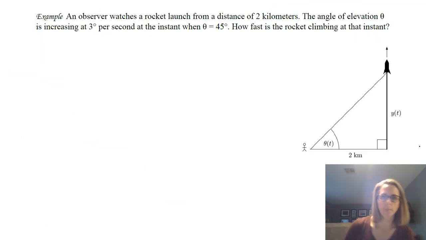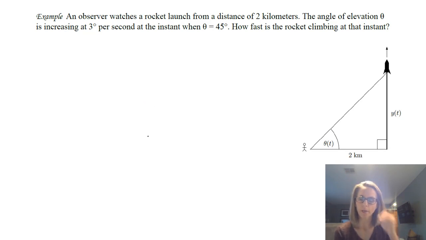So last problem here. Notice we have a triangle here as well, so I wanted to do another one with a triangle because they are quite common, but this one is different, and notice that this one has a theta. An observer watches a rocket launch from a distance of 2 kilometers. So we already have a lot of the picture here. The angle of elevation is increasing at 3 degrees per second at the instant when theta is 45 degrees. How fast is the rocket climbing at that instant?